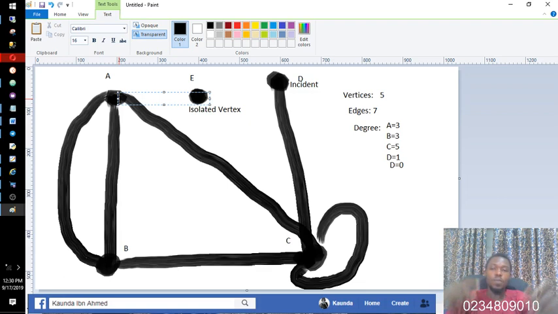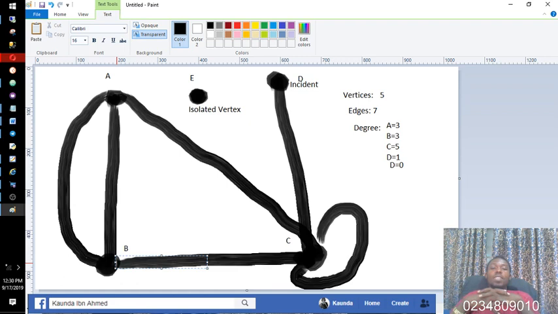And then A and B. A is adjacent to B. So you say these are adjacent vertices. Vertice A is adjacent to vertice B. Vertice A is adjacent to vertice C. Vertice C is adjacent to vertice B. Vertice C is adjacent to vertice D. That is all, they are connected by an edge.